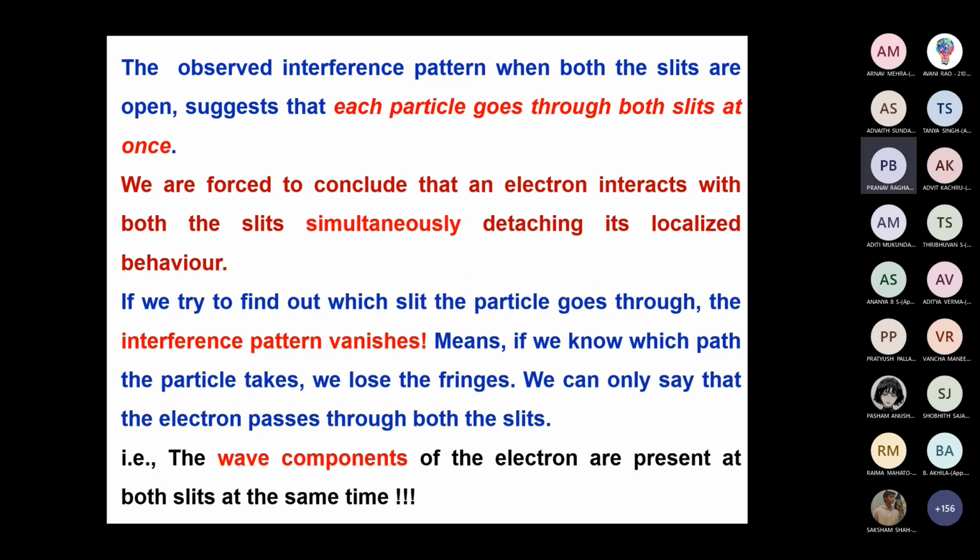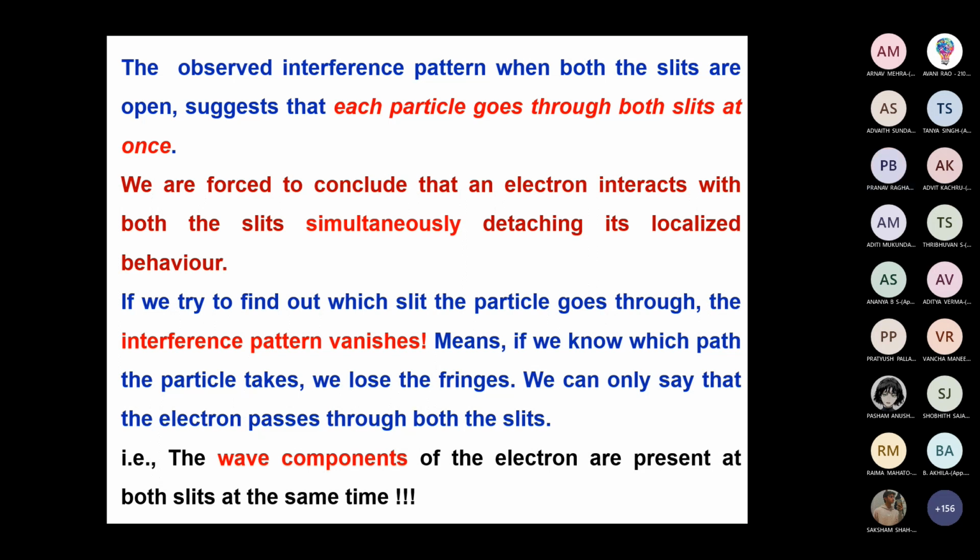Okay, so that means we have to conclude that the electrons are interacting with both the slits, detaching its localized behavior. When I say localized behavior, that is, it has detached its particle nature. Particle means it's a localized picture. You know the location where the particle is.